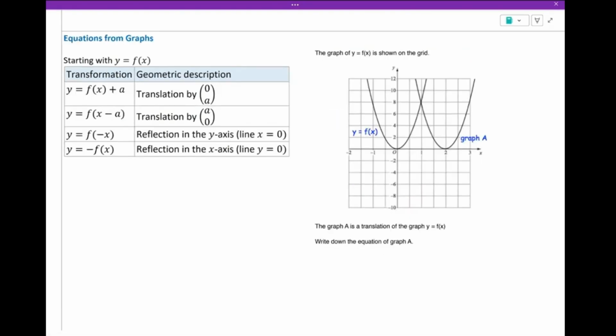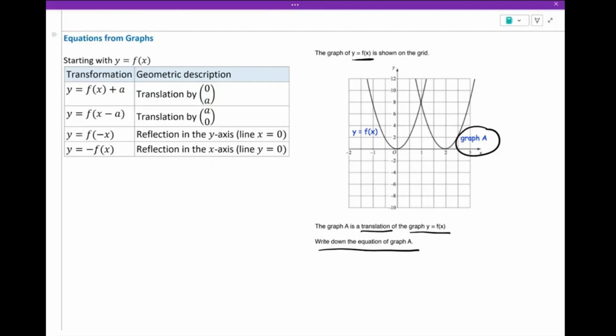We're now going to look at writing the equation of a transformed function when we're given the graph before the transformation and the graph after the transformation. It says that the graph of y equals f of x is shown on the grid. So the left curve is y equals f of x. Then we've got graph A, which is the right one. Graph A is a translation of the graph of y equals f of x. We need to write down the equation of graph A. Now, we're not told the specific equation. It's just f of x. So therefore, our answer is going to be in terms of function notation as well.